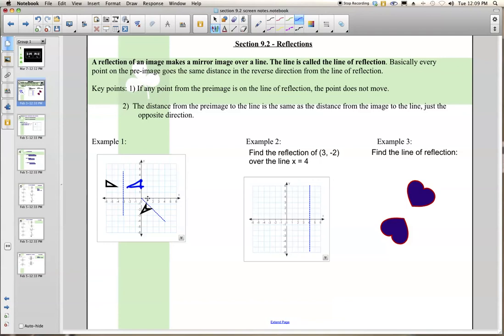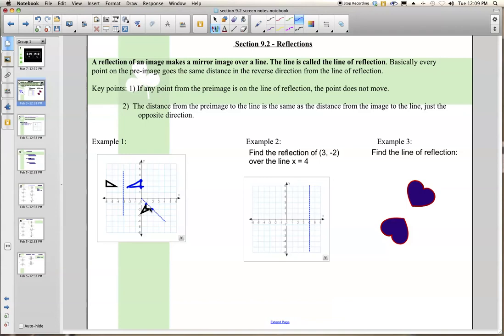This one, I would do exactly the same thing. Remembering that if any of my points start on the line of reflection, they stay on the line of reflection. So this coordinate point here that's already on my line of reflection, and this one, are going to stay right there. They're 0 units from the line. They're going to stay 0 units from the line. So all I'm going to have to do is reflect this vertex and this vertex.